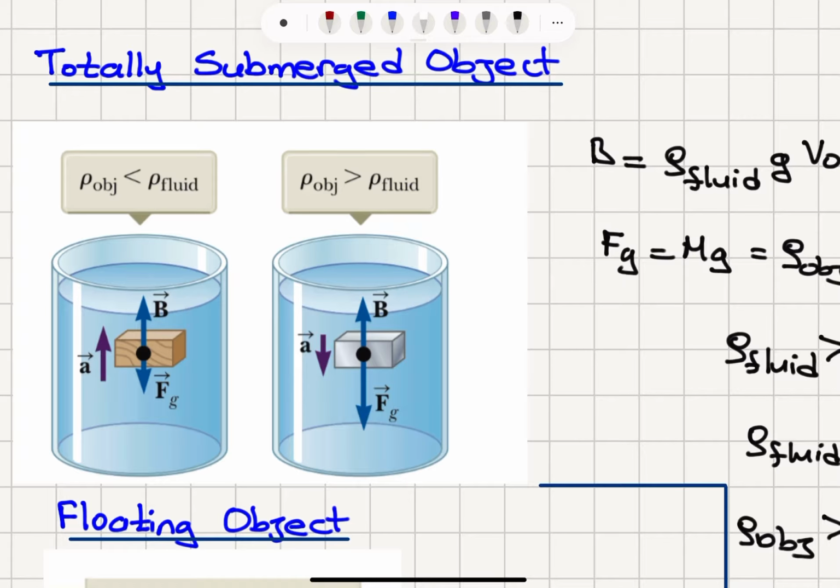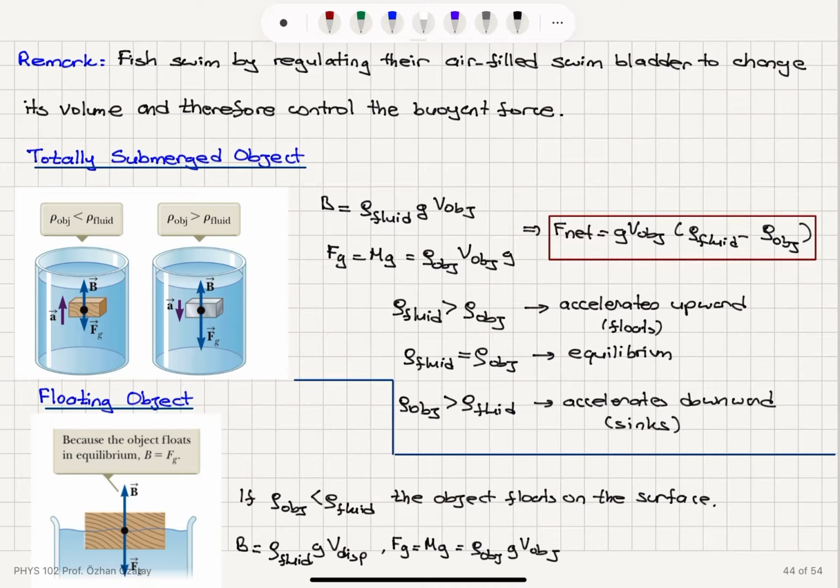It's basically determined by the density. So this means that the object will float. If the density of the object is greater than the density of the fluid, the buoyant force will be outweighed by the gravitational force on the object, and therefore the weight will be greater than the buoyant force, and this object will start sinking. It will accelerate downward.